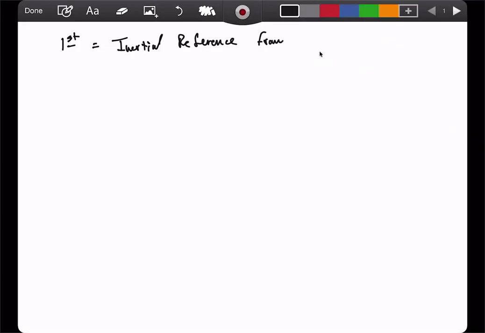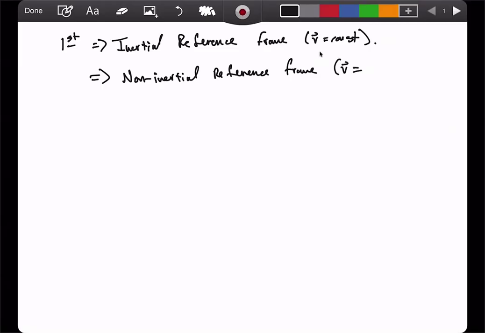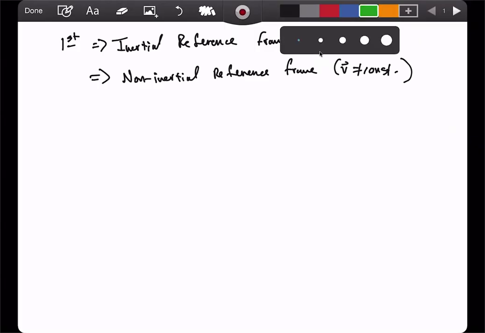So again, an inertial reference frame is one where we can use Newton's laws, and that's when the velocity is simply equal to a constant. And then we also have the reference frame where we cannot use Newton's laws, and that's what's known as a non-inertial reference frame. That's when the velocity is not equal to a constant, i.e. it is accelerating, may have a constant acceleration or non-constant acceleration, doesn't really matter, but it's just not moving with constant speed. And we know that in this case, we get fictitious forces.